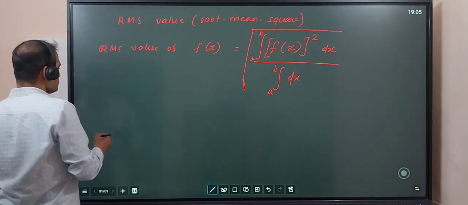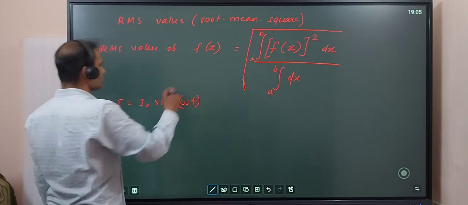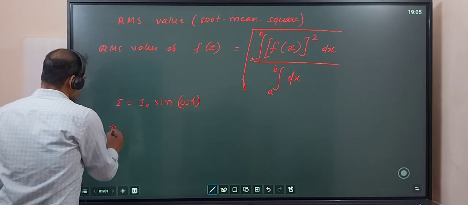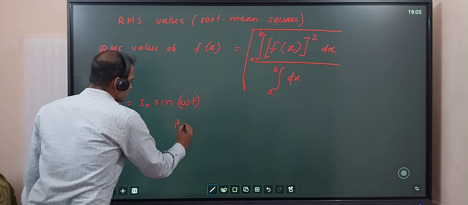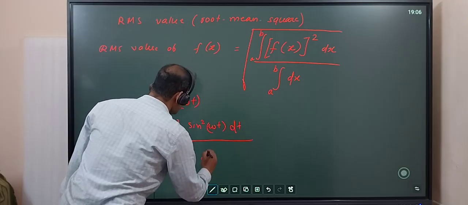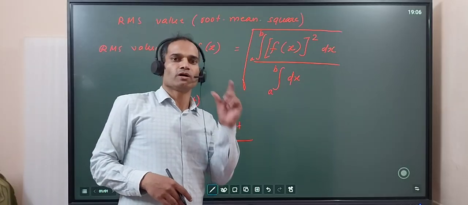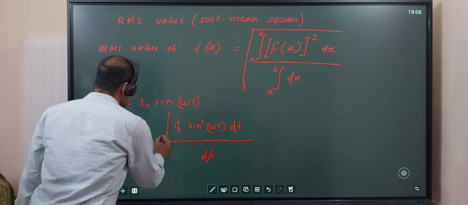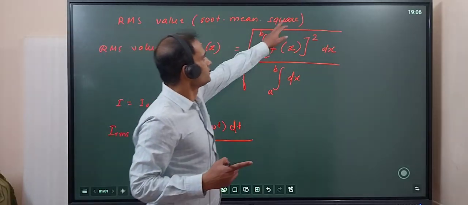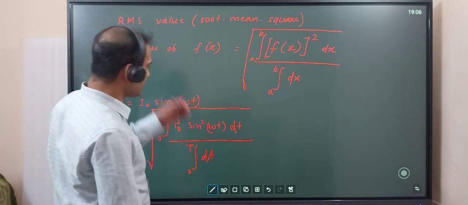So suppose we have a current I is equal to I naught sine omega t, and we have to find its RMS value. So what we are going to do? I_RMS will be, first square it, so both things get squared. Then find the average, and we find the RMS value within one time period, so I will do it from 0 to T. This is the square root of the mean of squares. If you take the square root, you will get the RMS value.